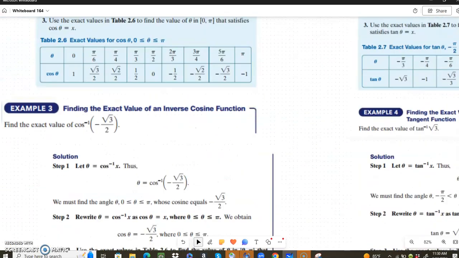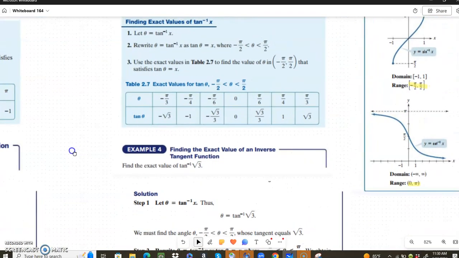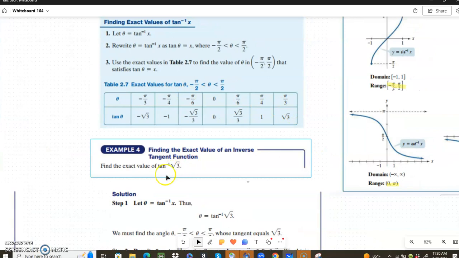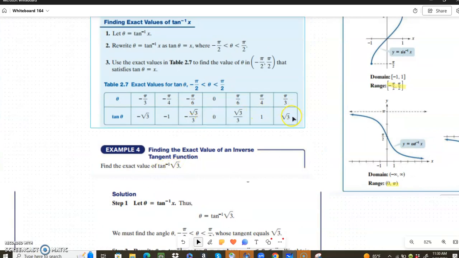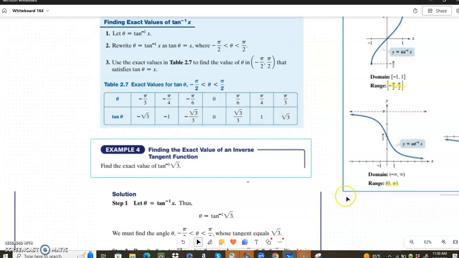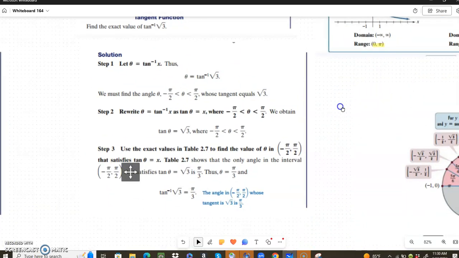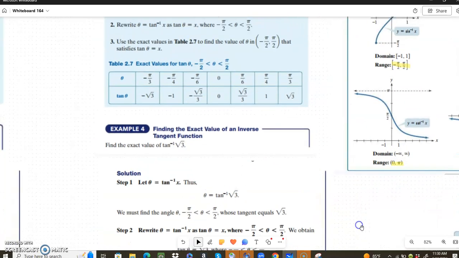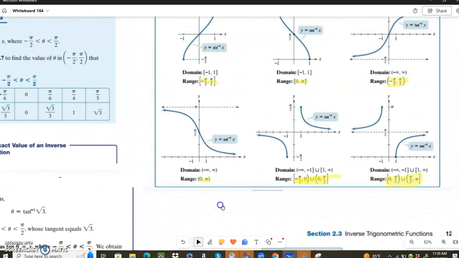And then I have in here an example for tangent, which is very much the same: tangent inverse of square root of 3. Using the chart, square root of 3 is at pi over 3. So that would be my answer there. That's the easiest way that I could tell you to answer those questions. Pay attention to the charts and use them as your reference.